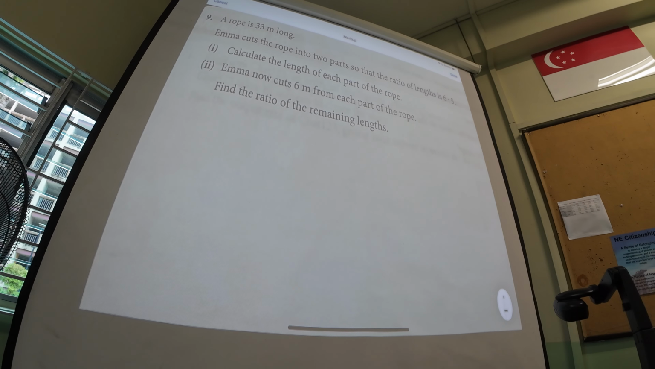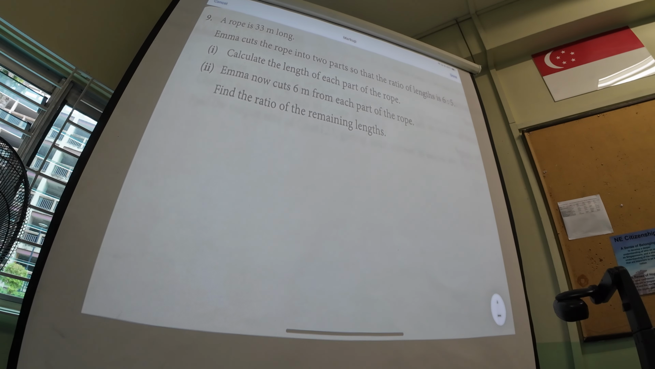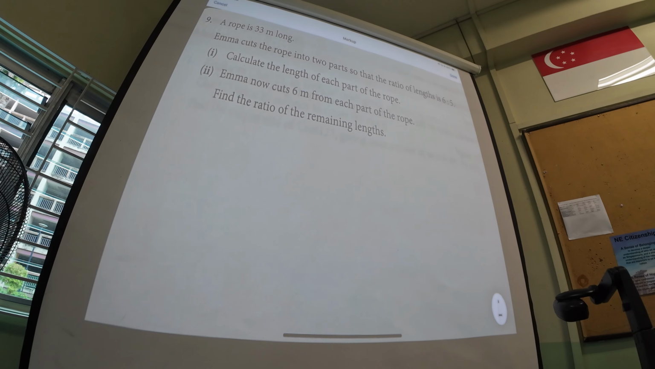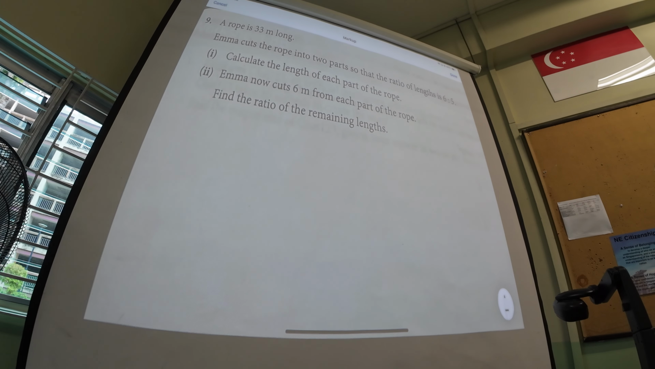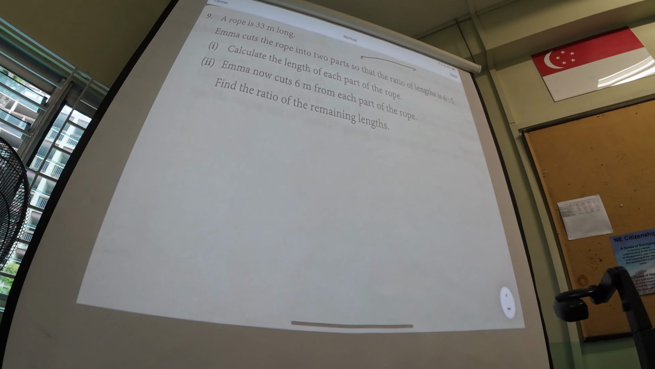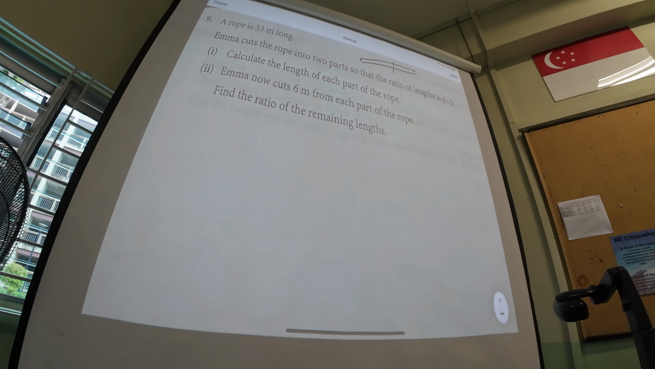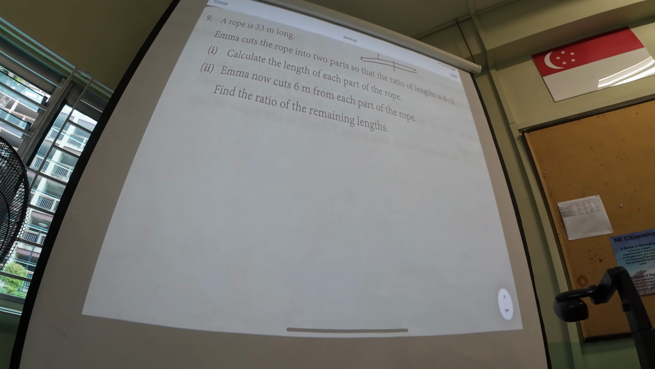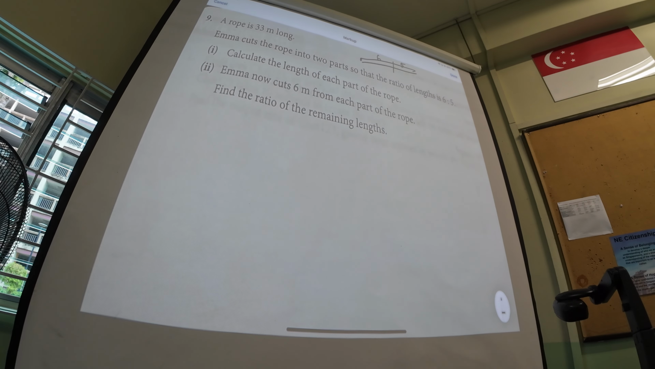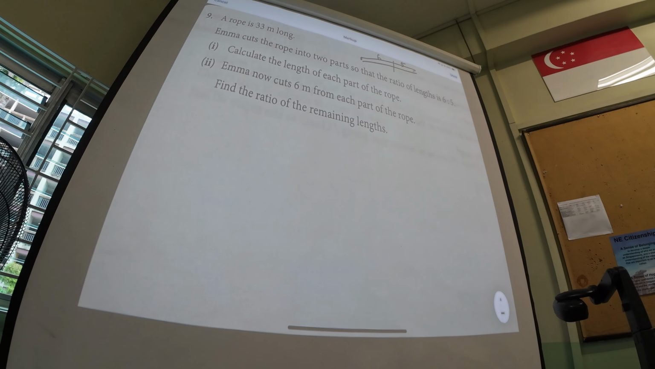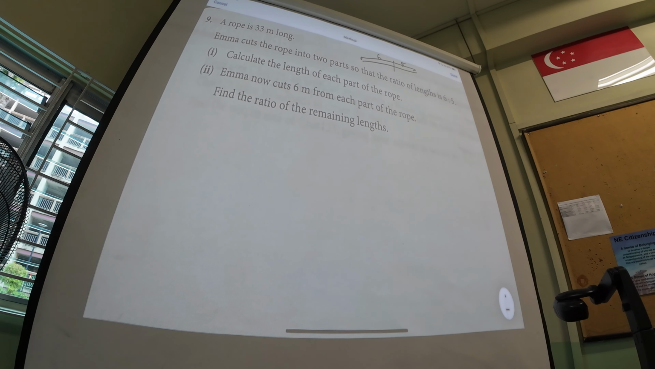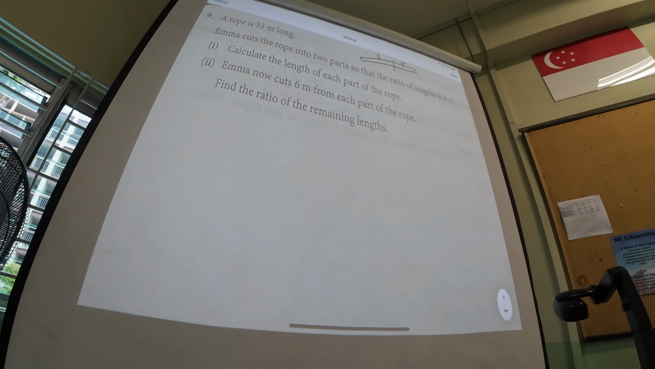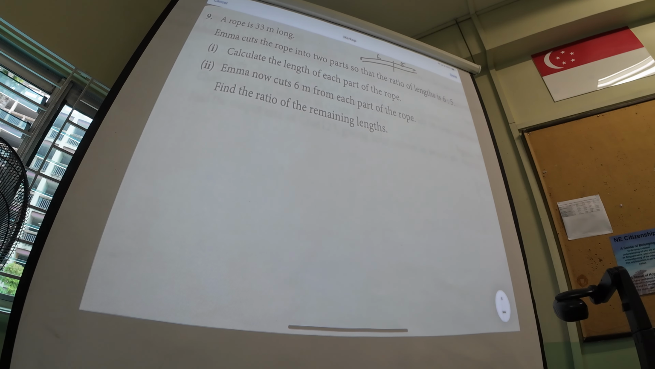Okay. Question 9. A rope is 33 meters long. So originally we have a rope, then we cut it into two. One part is a bit longer, one part is a bit shorter. The ratio is 6:5. This is the story. Meaning, if we add the two parts together, it should be 33 meters long.